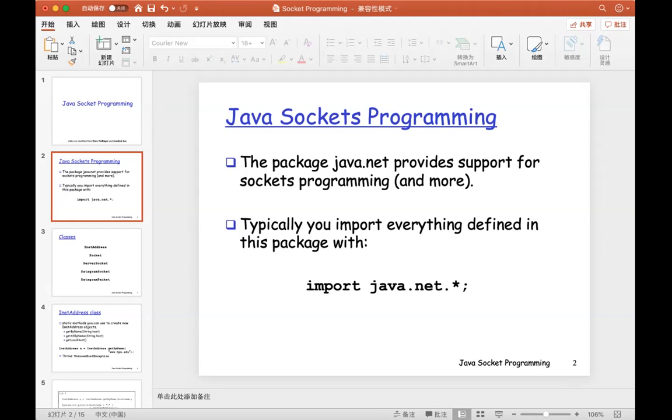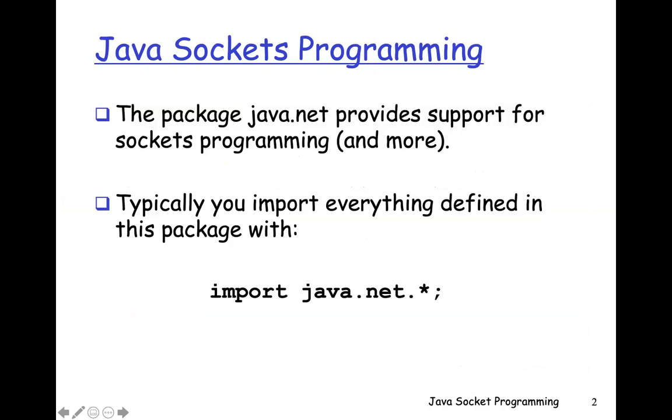So for Java socket programming, if you want to use Java sockets, you should include java.net. You should import this package so that you can use it. Inside this package, you usually have five classes, and we will use these five classes.